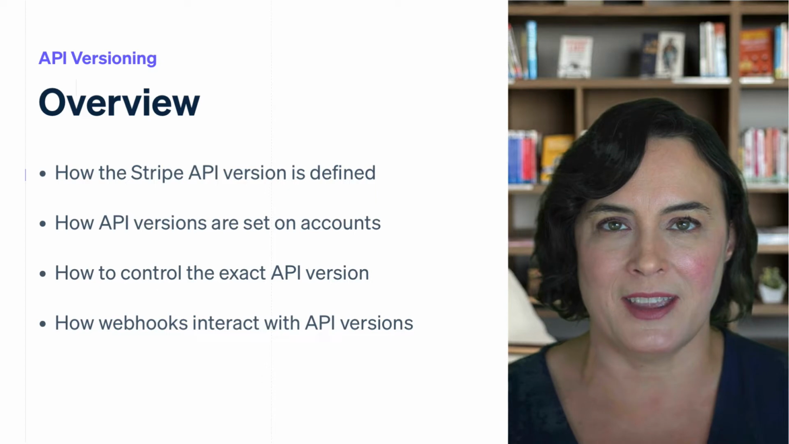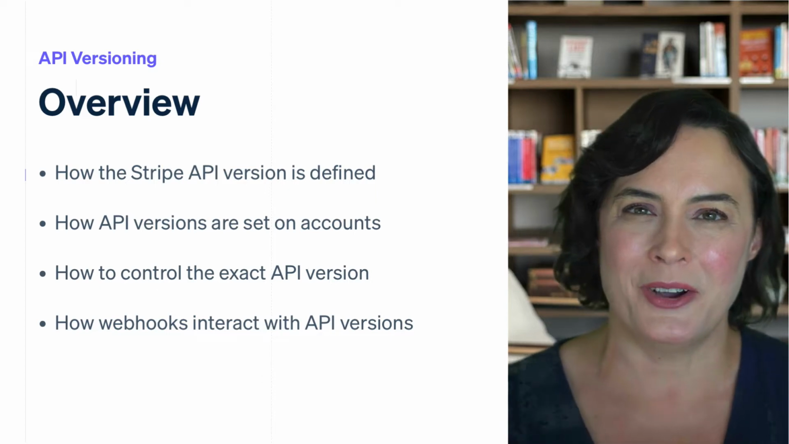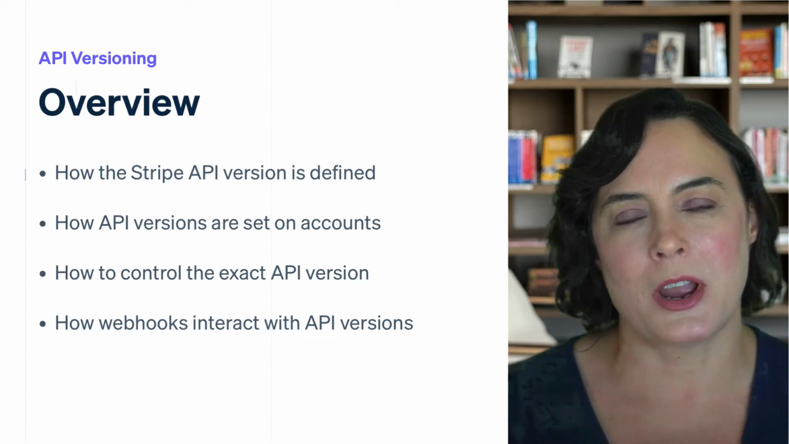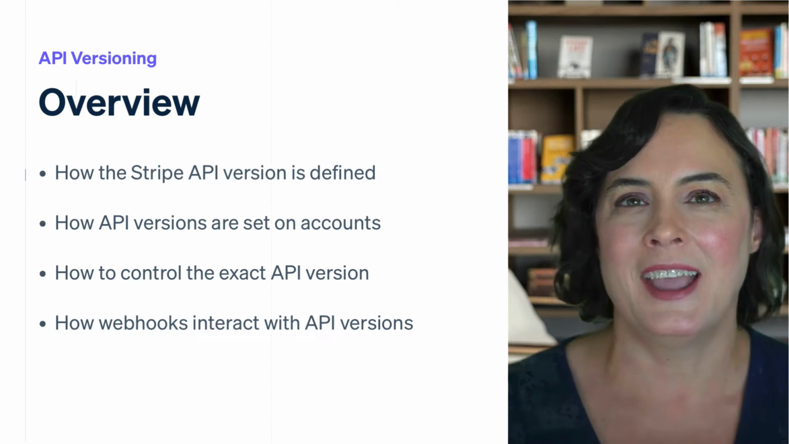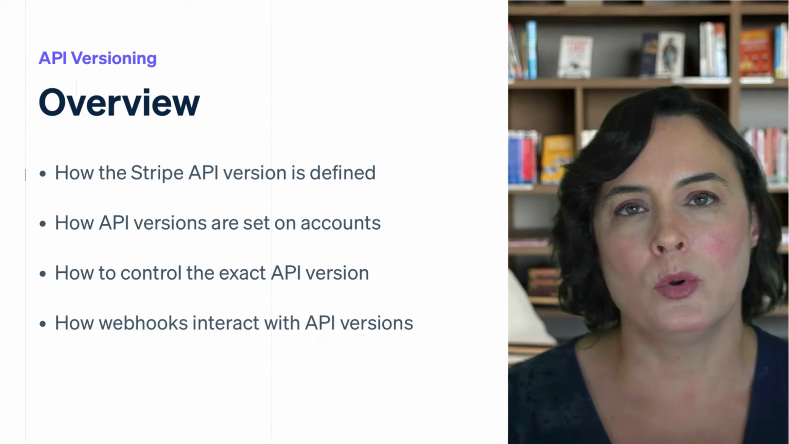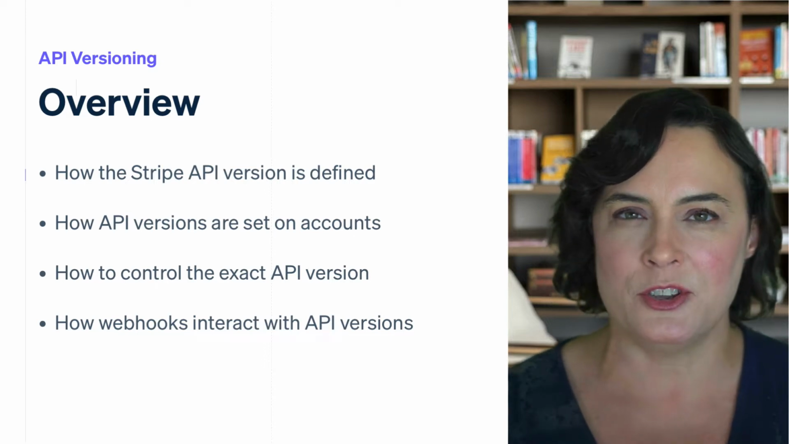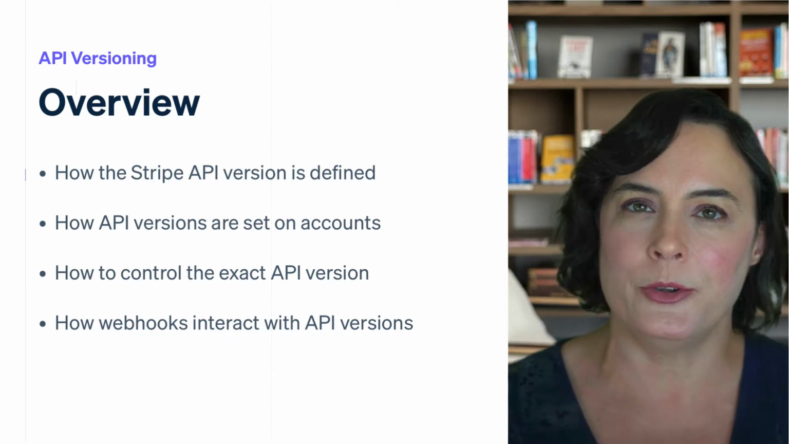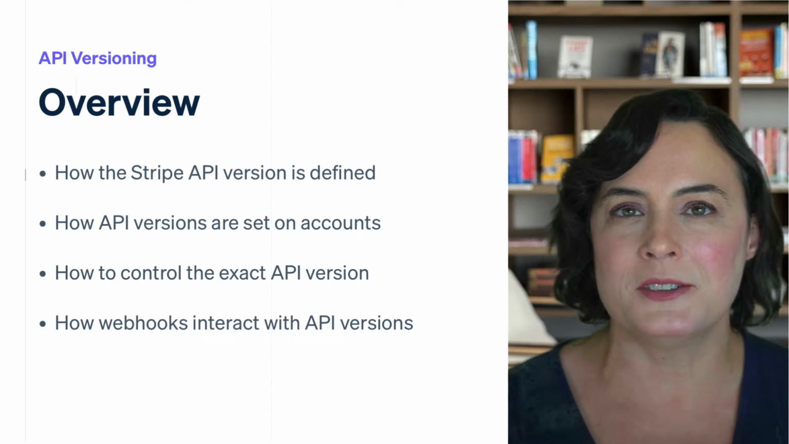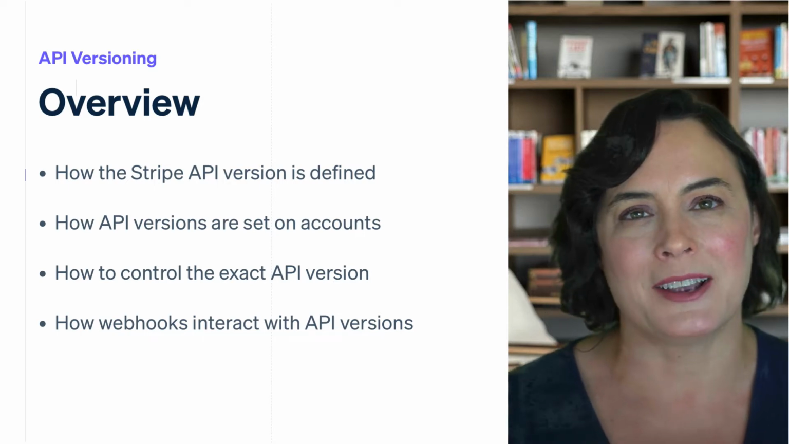developers to immediately upgrade. In this video, we're going to talk about how the Stripe API version is defined and how the API evolves. We'll look at how the API version is initially set on your account and what options you have for controlling the versions you use in your integration. We'll also look at webhooks and how those interact with API versions.